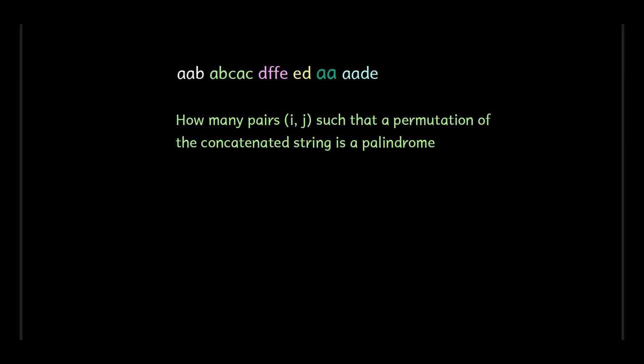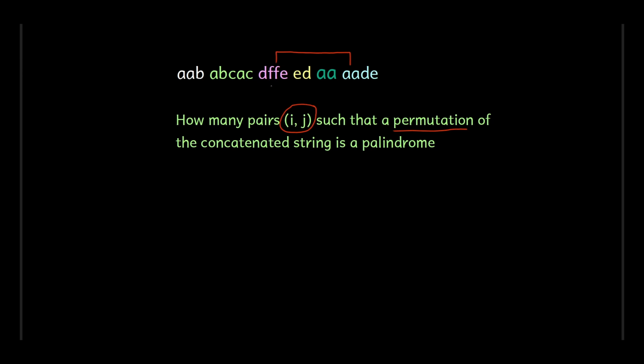You are given a set of strings and you have to find out the number of pairs i, j such that if you concatenate the strings at the index i and index j, then the resulting string has at least one permutation which is a palindrome.